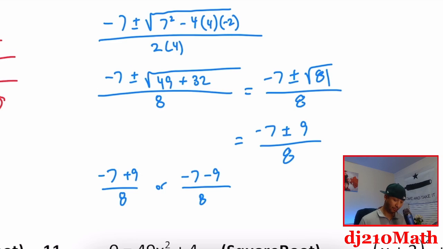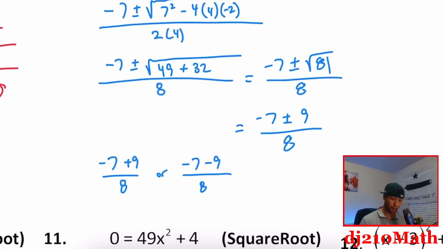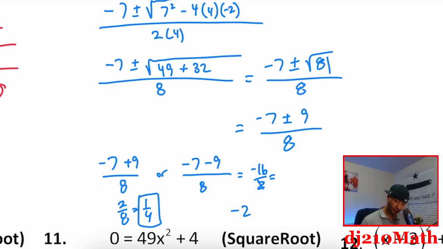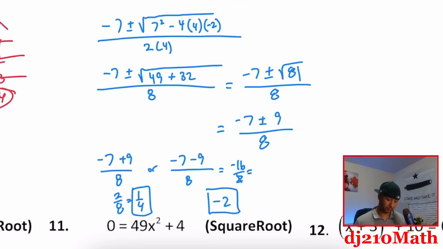So negative 7 plus 9 is 2, positive. 2 over 8, which is 1 over 4. So 1/4 is one answer. Or negative 16 over 8, which would be negative 2. That's our second answer. So 1/4 or negative 2.